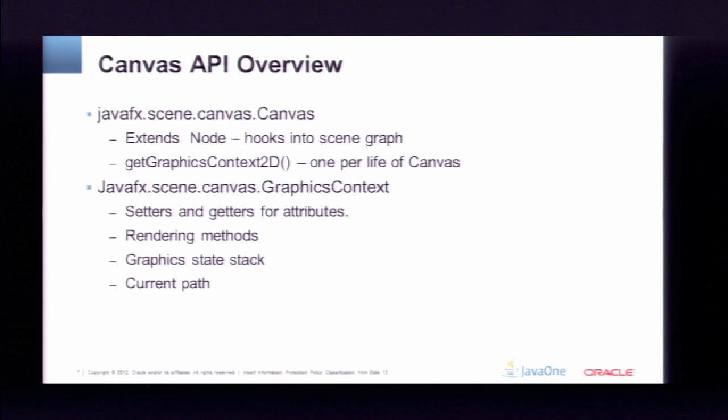The context has a bunch of setters and getters for various rendering attributes. It has methods to render actual graphical objects. It has a graphic state stack so that you can save and restore your state to do temporary changes that only affect a few calls and then return to the context you came from. And it has a current path instead of a path object, which is more of a PostScript style of rendering than a Java 2D style of rendering or a path node style of rendering.